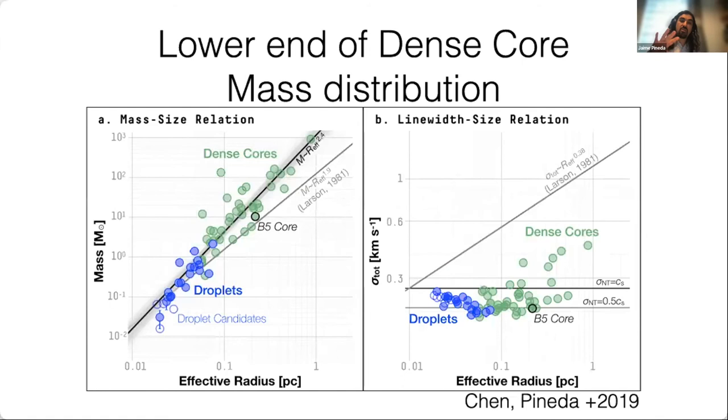And the cores are objects that follow basically a mass-size relation that is more or less steep. And the droplets are going to drop off from that relation. They both have very uniform levels of non-thermal components, of the amount of turbulence. So in that case, it is not that the droplets have a different amount of turbulence than the cores, but they don't have enough mass.